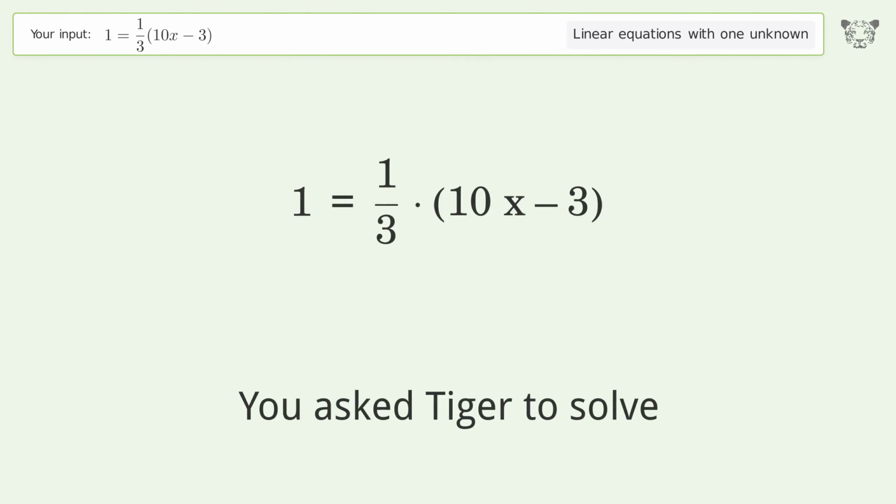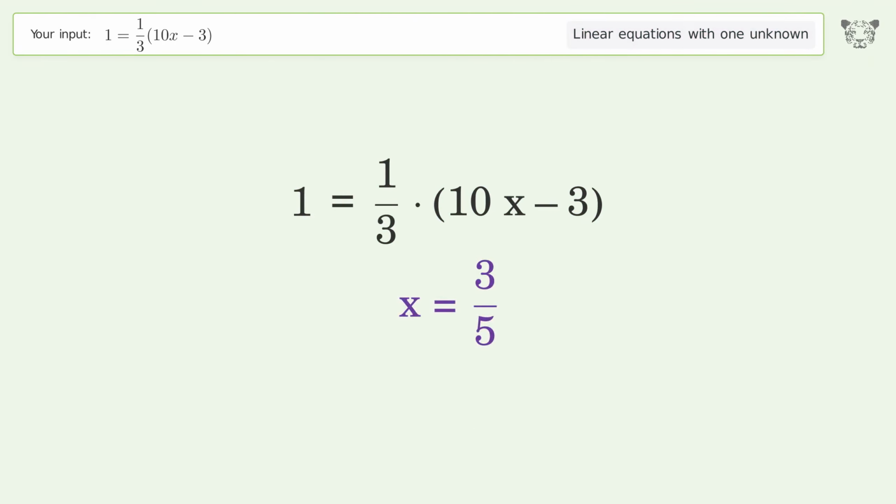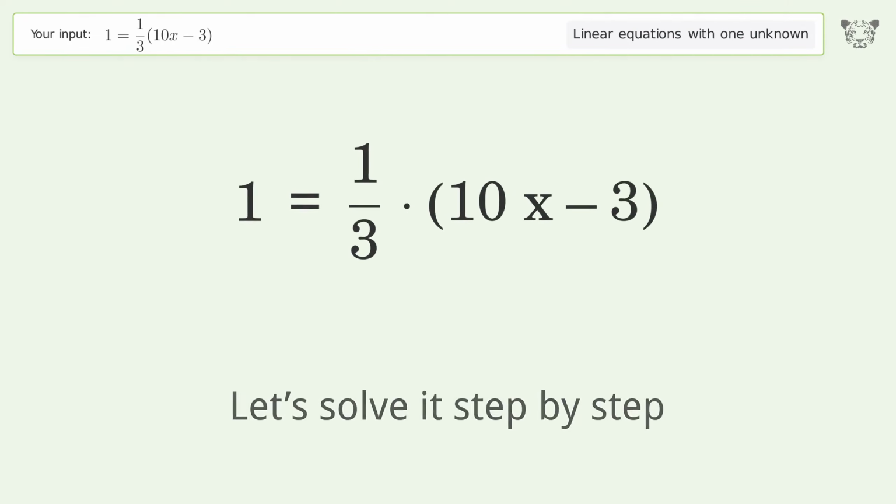You ask Tiger to solve this. It deals with linear equations with one unknown. The final result is x equals 3 over 5. Let's solve it step by step.